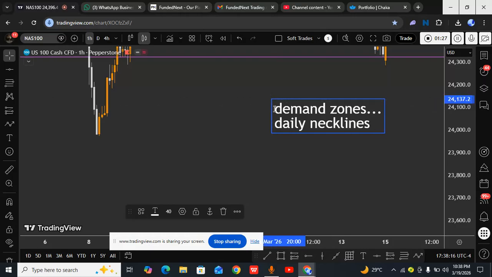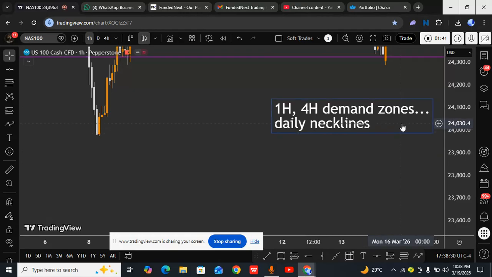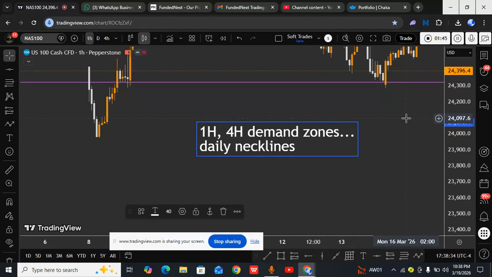This can be either a 1 hour demand zone, depending on if it's a day trade, or it can still be a 4 hour demand zone, even if it's a day trade. It all depends on how you see the charts, and how much you are willing to risk in that particular day.